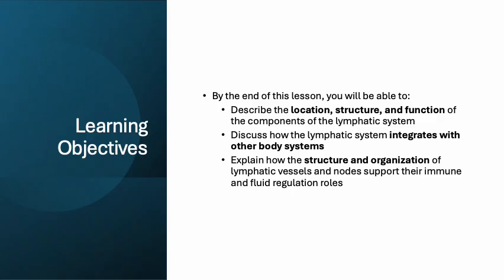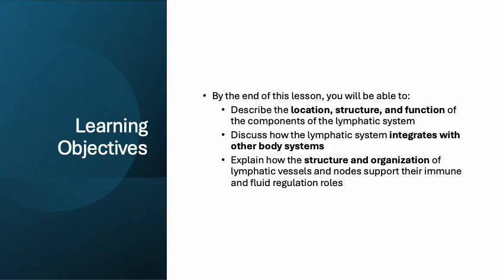These are our learning objectives for today's lecture on the lymphatic system. First, you'll be able to describe the key components, which include the lymph vessels, lymph nodes, and organs like the spleen, thymus, and tonsils. You'll learn not just where they are, but what they do and how they're built to serve their purpose.